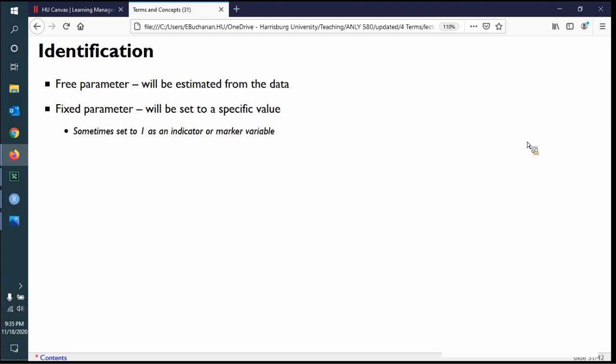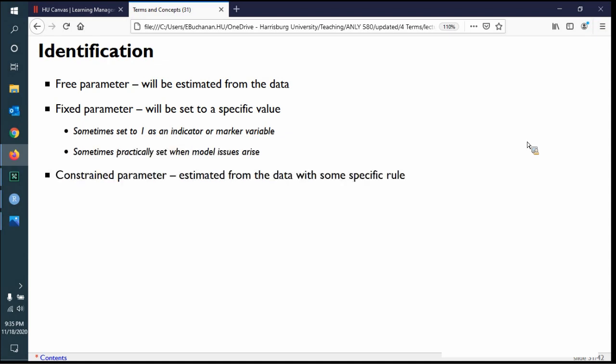And this is what you'll see in the output. We've already seen this. I said I'm going to talk about why there's just a 1 here and it's blank the rest of the way through. That is set as an indicator or a marker variable. So fixed parameters are usually fixed to 1. Sometimes you can fix them to other things when you're having model issues. You can also set things to be constrained.